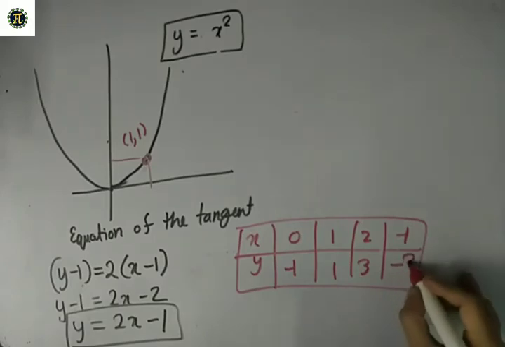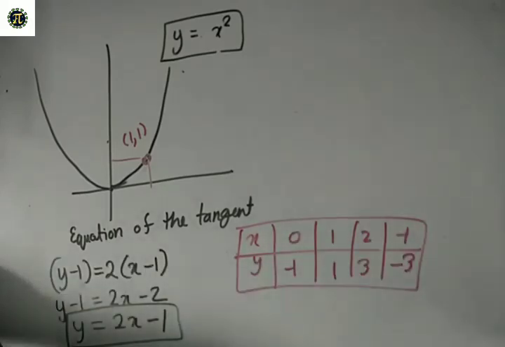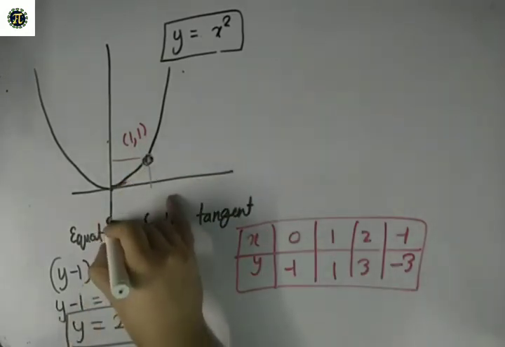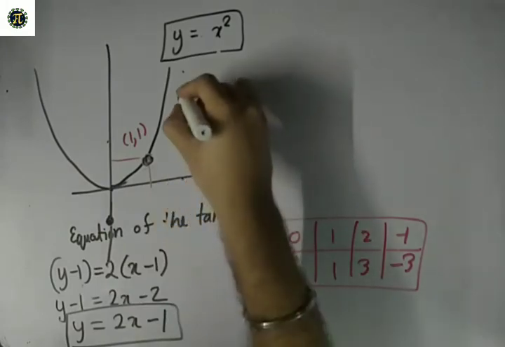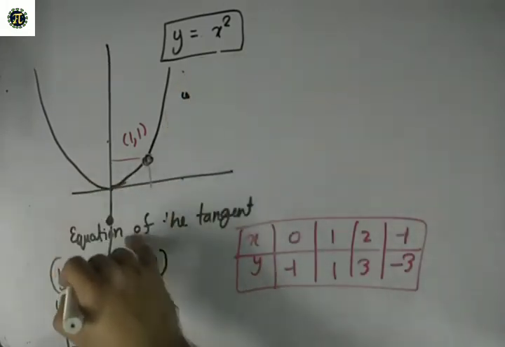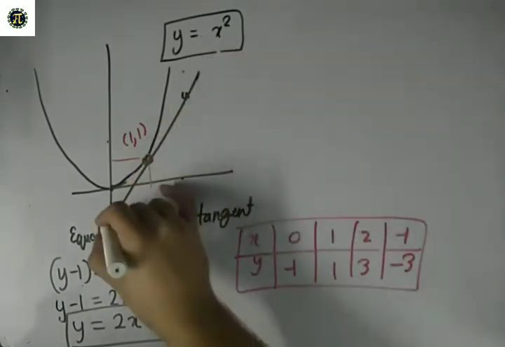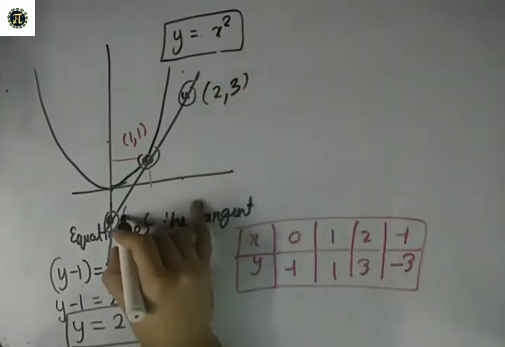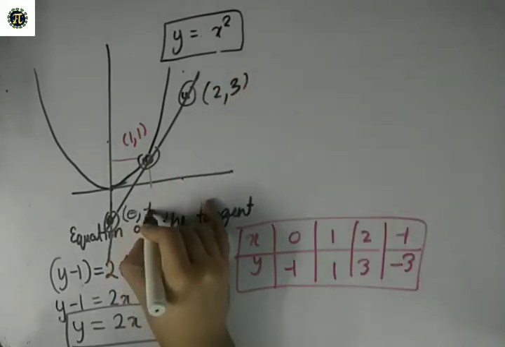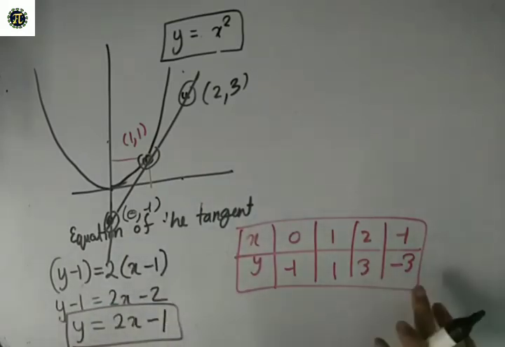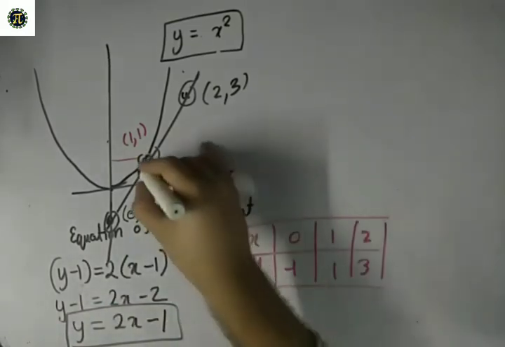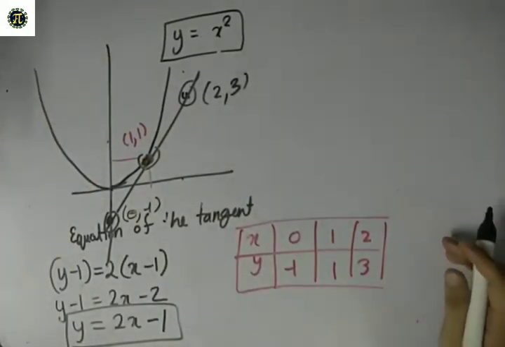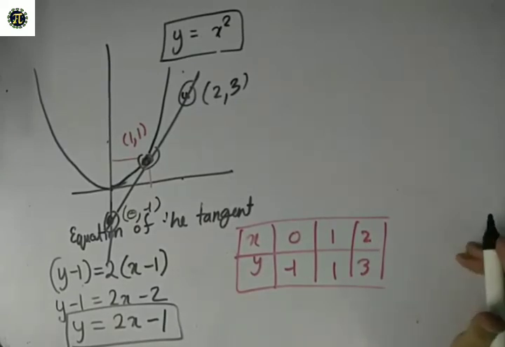So -3. Okay. So what I have is this line passes through (1, 1), at 0 the answer is -1, at 2 the answer is 3, and at -1 the answer is -3. So it is like this. This is my (1, 1), this is my (2, 3), and this is (0, -1), and there is one more point which I can draw below. Maybe I can remove this one. But yeah, as we see, this line looks like it touches the curve, right? And it does, because we found it by the equation of the tangent.